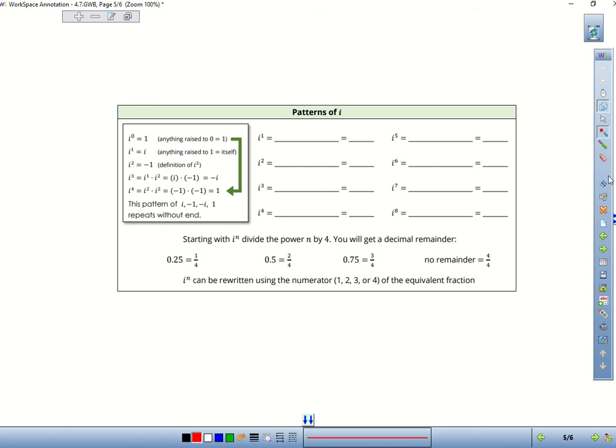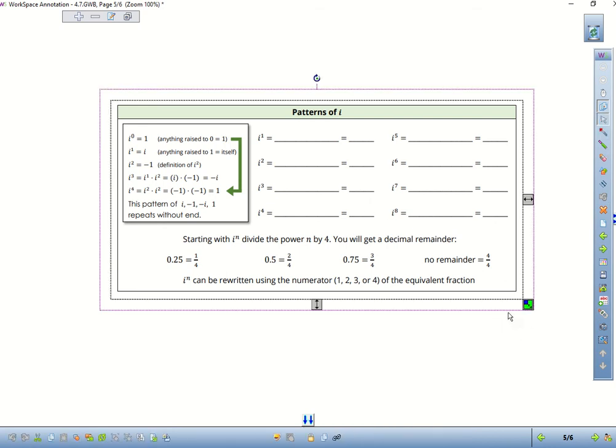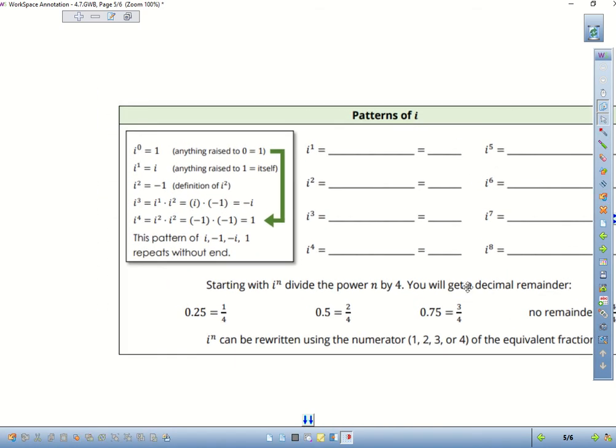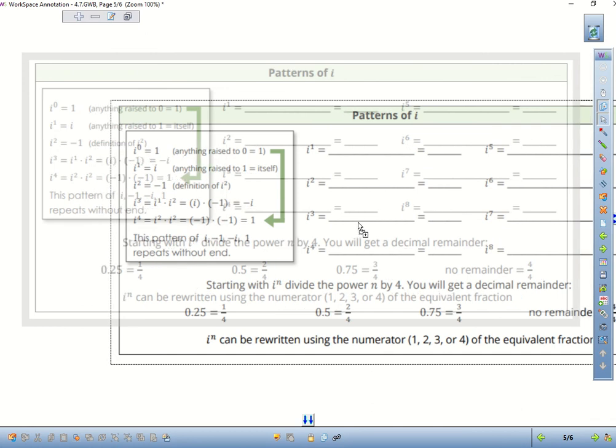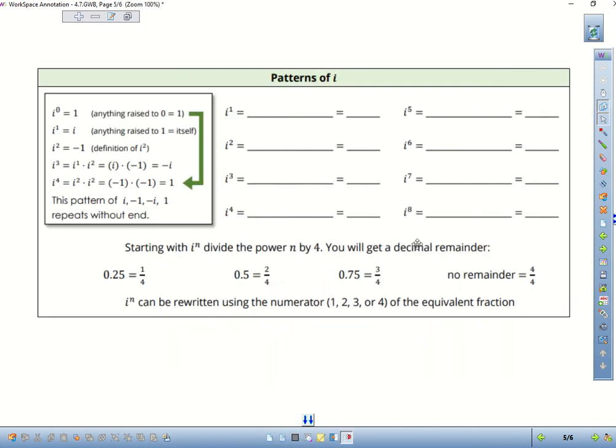Alright, so now we're going to talk about patterns of i. The thing is, when you get into harder problems, you're going to end up with situations where i becomes squared and becomes to the third power. So we're going to learn about how we deal with that today. The thing about i is that the pattern of i repeats itself in basically a pattern of 4. So we're going to talk about that now.